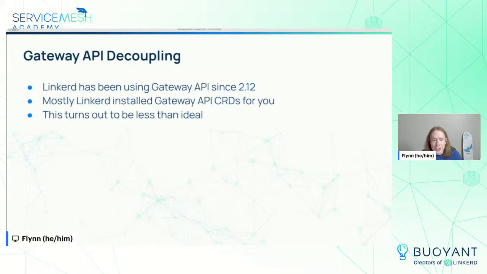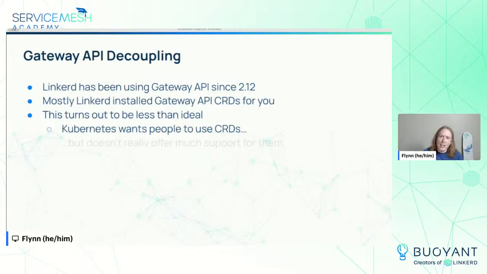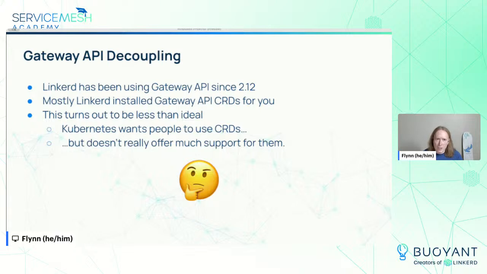Gateway API is a shared CRD API, meaning multiple projects use it. And what we have found over time, and this is the broader community of people working with Gateway API, not just Linkerd, is that having specific projects try to manage the Gateway API CRDs for you turns out to be less than ideal. The root of this is actually that Kubernetes wants people to use CRD APIs, but Kubernetes doesn't really have a lot of built-in support for CRD APIs, and that puts us into some weird situations.